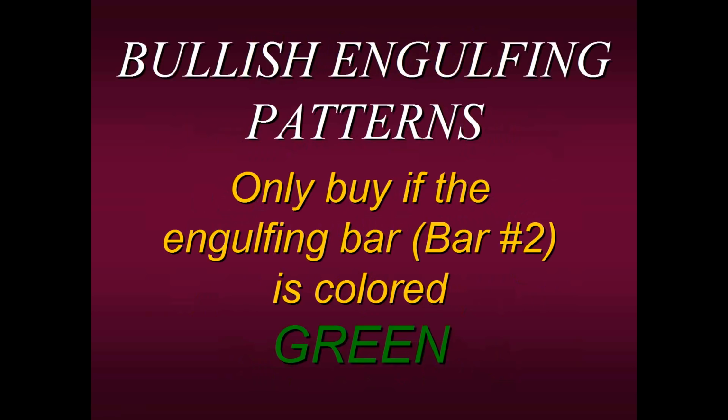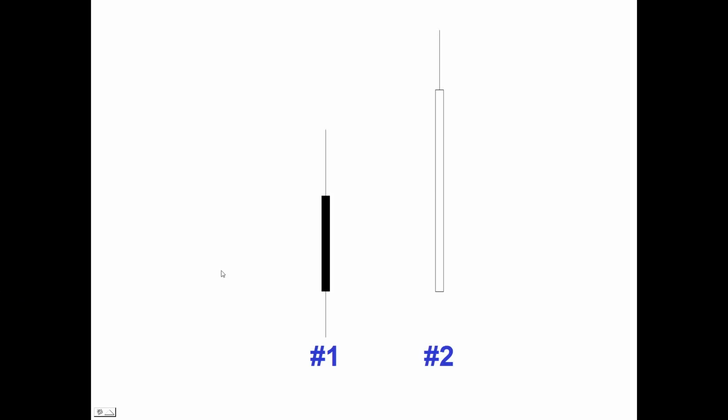If we're looking at bullish engulfing patterns, now this can be applied with virtually any candlestick pattern, but let's just take the simplest and easiest one that we can find here. Bullish engulfing patterns. We're only going to buy if the engulfing bar, which is bar number 2 in the 2-bar pattern, is colored green. That's how simple it is to be in sync with a trend when you use the PET D. So here's a bullish engulfing pattern.